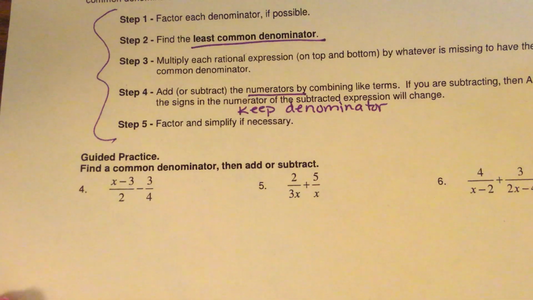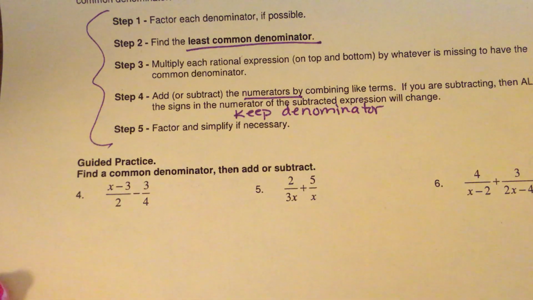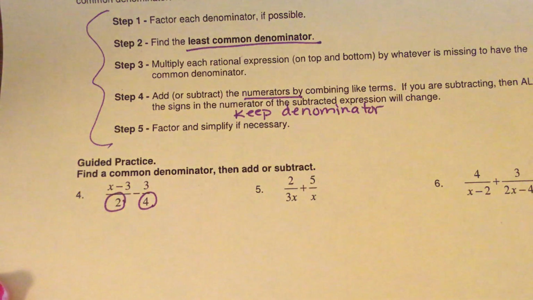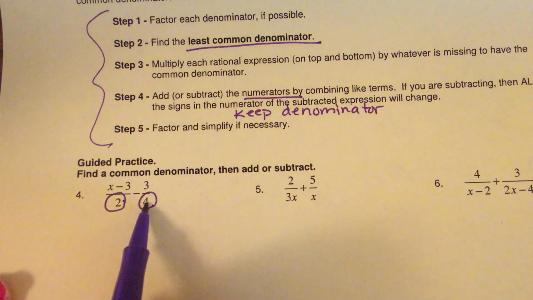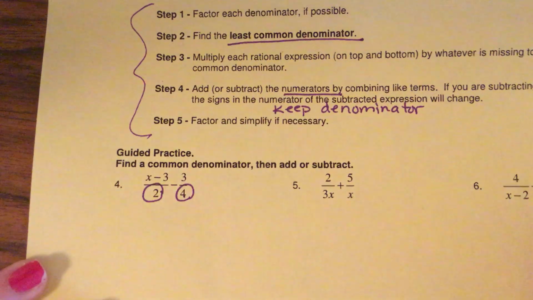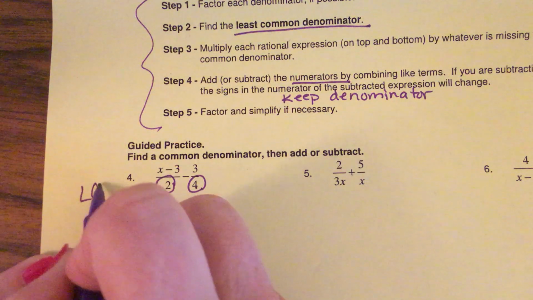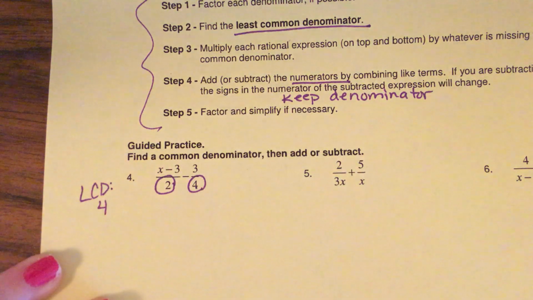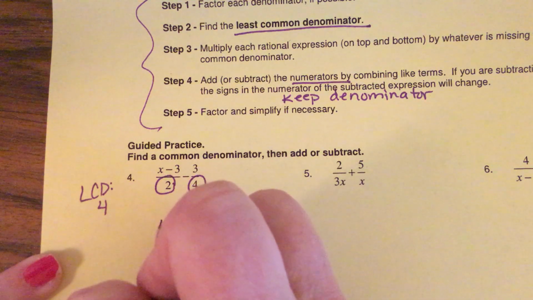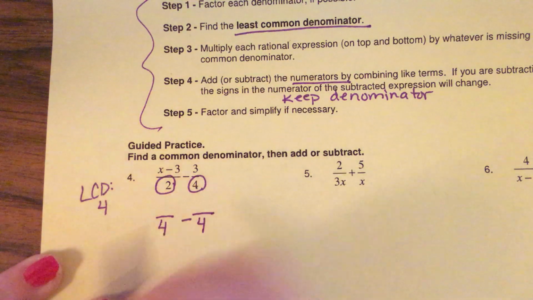Okay, so look at number 4: x minus 3 over 2 minus 3/4. We look at our denominators. If I were to ask what's the smallest number that both of those go into, we would say, okay, well, 4 goes into 4 and 2 goes into 4. So I'm going to write it over here to the edge that my least common denominator is 4. So I want both fractions to have 4 on the bottom.